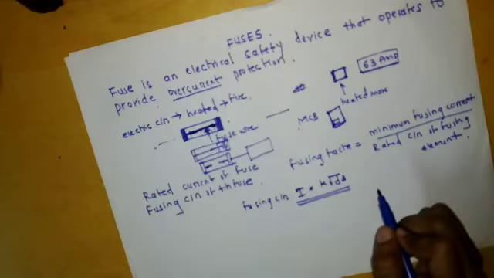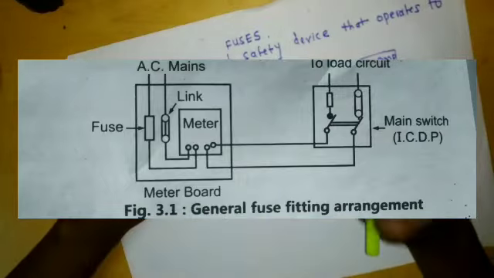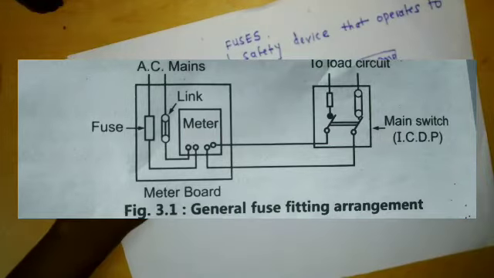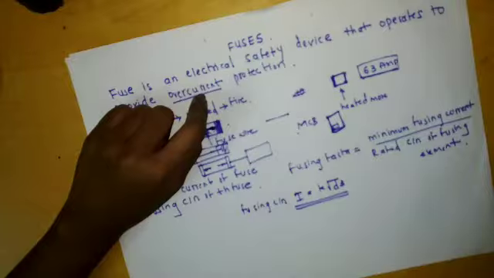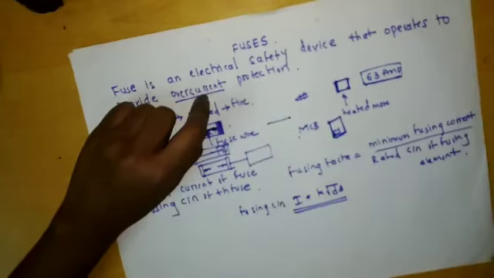So I will show the general fuse fitting arrangement. You can see here, the first one in the connection is the fuse. You can see AC mains, fuse, and then it goes through the meter and then to the load. So whenever a fault occurs or whenever there is a high current flowing through our circuit, this fuse will melt and there will be no current flowing through our circuit. So our load circuit, whatever our load may be or whatever the appliances may be, they will get protected from overcurrent.